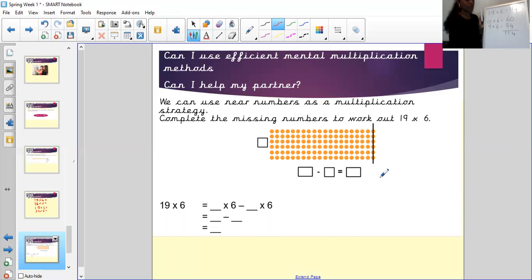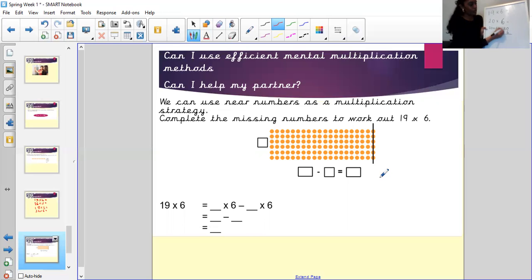Now, there's also another method that I can show you. Now, 19 times 6, it might be easier to round it up to the nearest 10. So you could do 20 times 6 instead. So you would do 20 times 6, which is 120. And then you would take away 6 from 120.